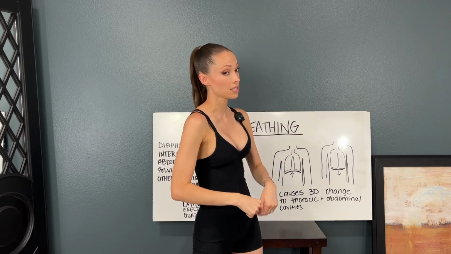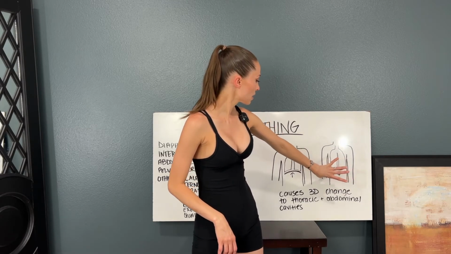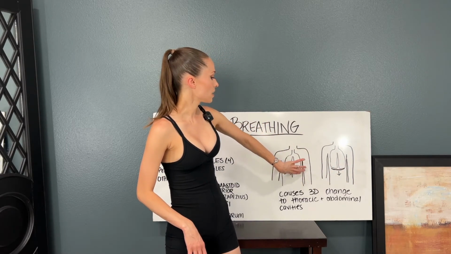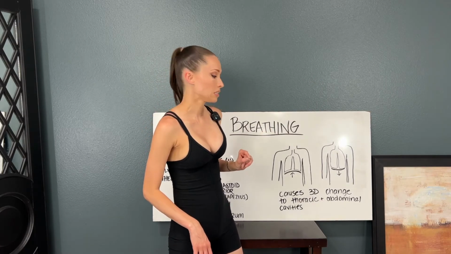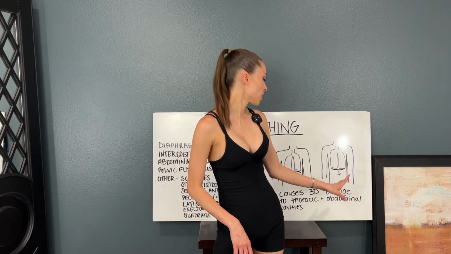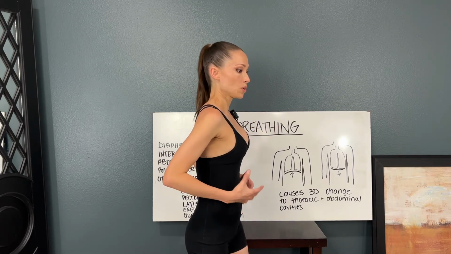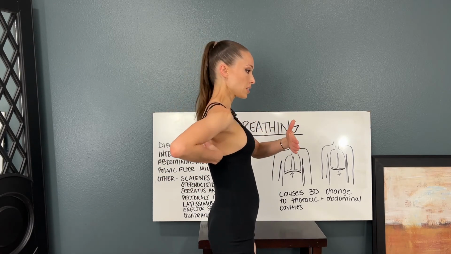So essentially, when this contracts, it pulls down the lungs and brings in the air. The lungs fill up with air, and then when you exhale, or when it relaxes, the air releases. Breathing does cause a 3D change to the thoracic and the abdominal cavities. When you breathe, things are moving this way, they're moving this way, they're moving in every direction.